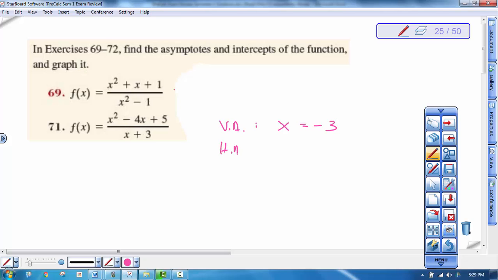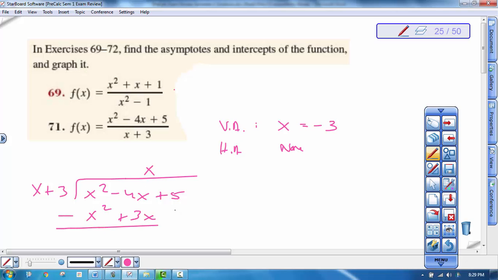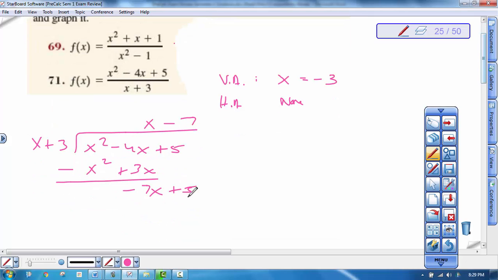We also have horizontal asymptote. In this case, actually, there is no horizontal asymptote, but there is an end behavior asymptote if I do the division and throw away the remainder. That's on the formula sheet. So what you'll find is if I do this division, what do I multiply by x to get x squared? That'd be x, follow through, subtract, gives you negative 7x plus 5. What do I multiply by x to get negative 7x? That'd be negative 7. Follow through.